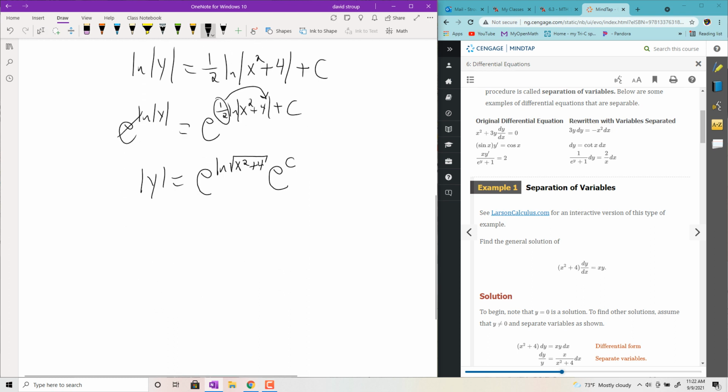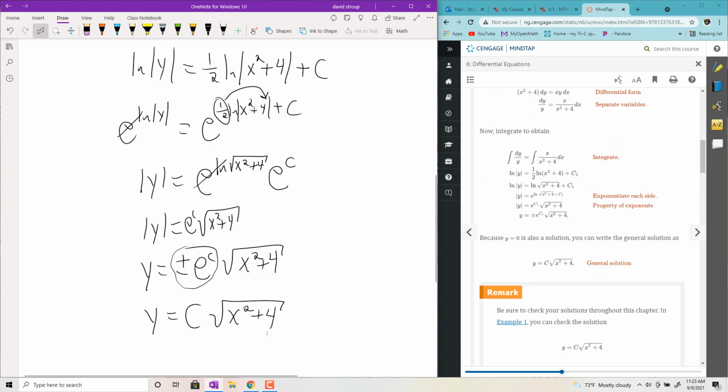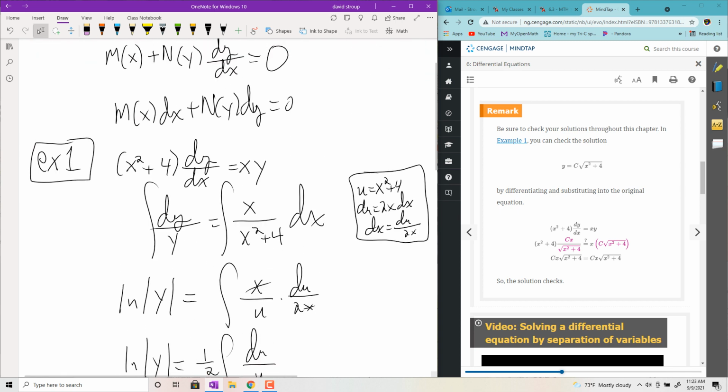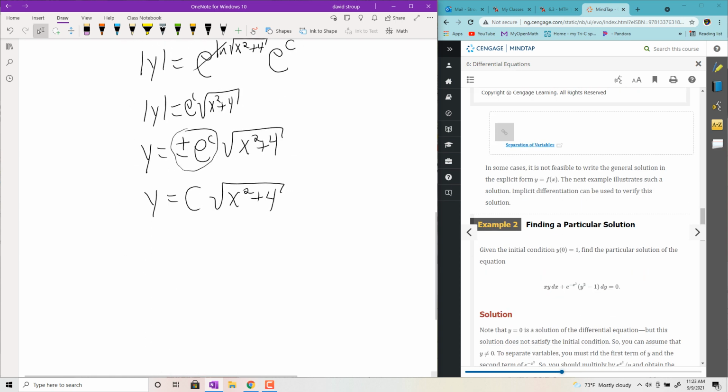Then I can simplify the right-hand side now because the e and the ln will cancel, and you get the square root of x squared plus 4. Let's put the e to the c in front. And then you can drop the absolute values, replace it with a plus or minus, and you get e to the c square root of x squared plus 4. Then you can replace this whole thing with a constant c. So you just put c square root x squared plus 4. And that should be what they got. Yep. They go ahead and check their solution, plugging it back into the differential equation and making sure the left-hand side and the right-hand side are the same.